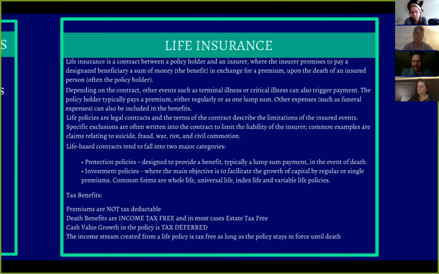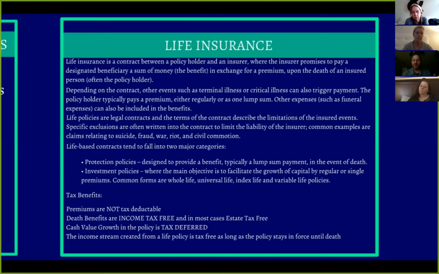You know what a Roth IRA is, right? You put money in, you cannot deduct it on your tax returns. However, it grows tax deferred. You don't pay any tax on the growth, and when you pull it out, it's all tax free. That's a Roth IRA. This is a Roth IRA on steroids.